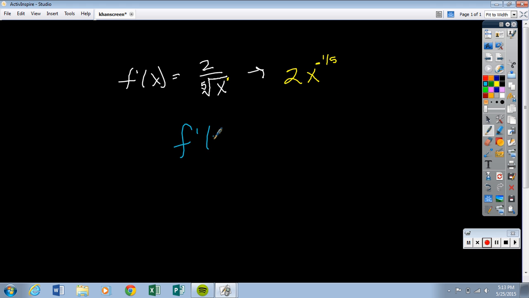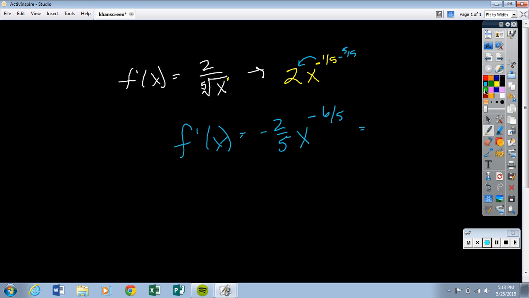So f prime is going to be -1/5, which moves to the front. So -1/5 times 2 is -2/5. And then we have x to the -1/5 minus 1. Well, that's going to make for a lovely -6/5. And then right here, we do want to clean this up. This is pretty hideous looking, actually.